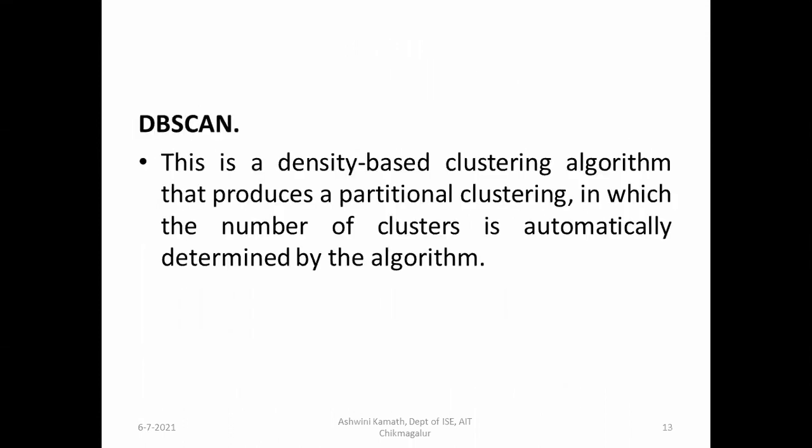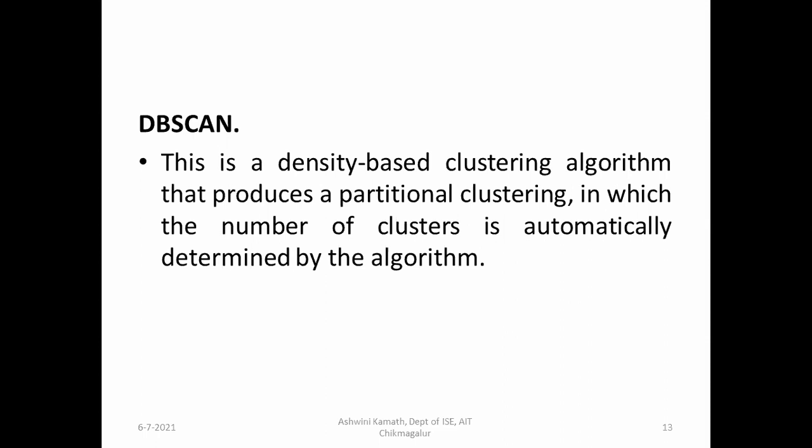And then the third one is DBSCAN. This is a density-based clustering algorithm that produces a partitional clustering in which the number of clusters is automatically determined by the algorithm. So DBSCAN is density-based clustering. Wherever it finds dense data, that data will be converted into a cluster, and the number of clusters is automatically determined by the algorithm.